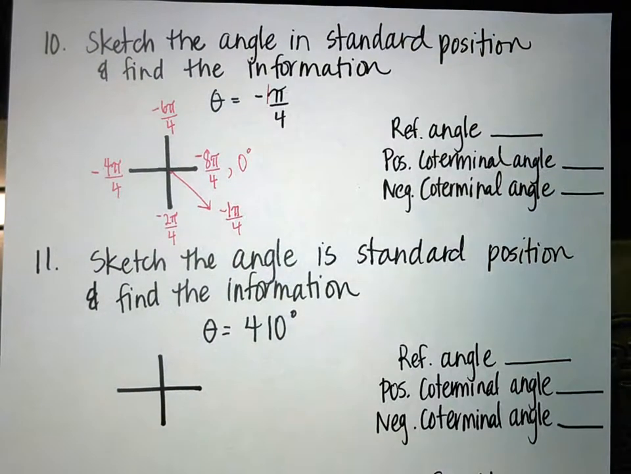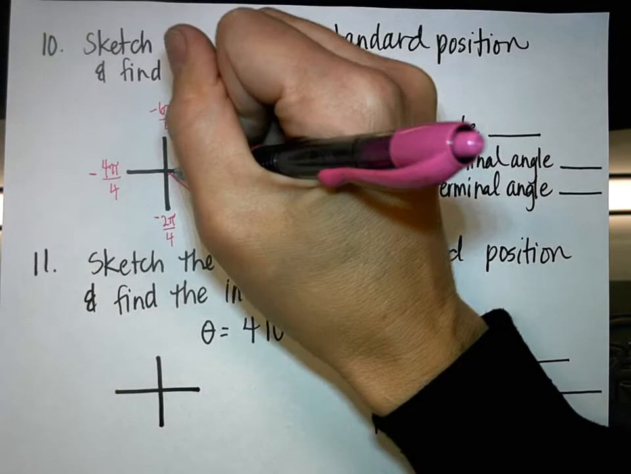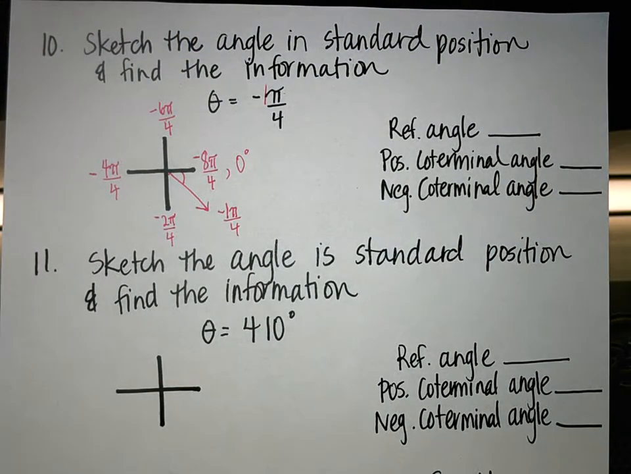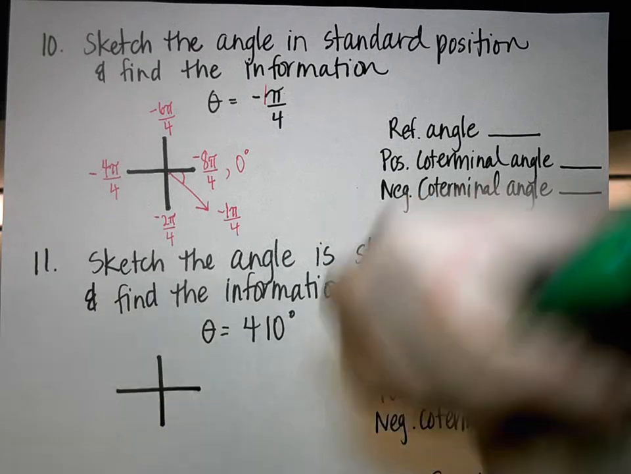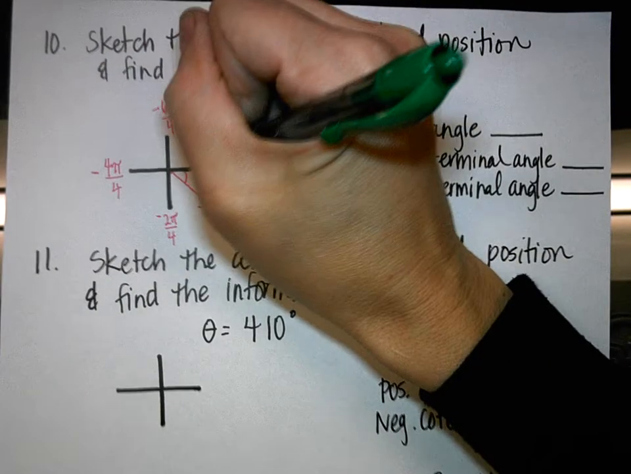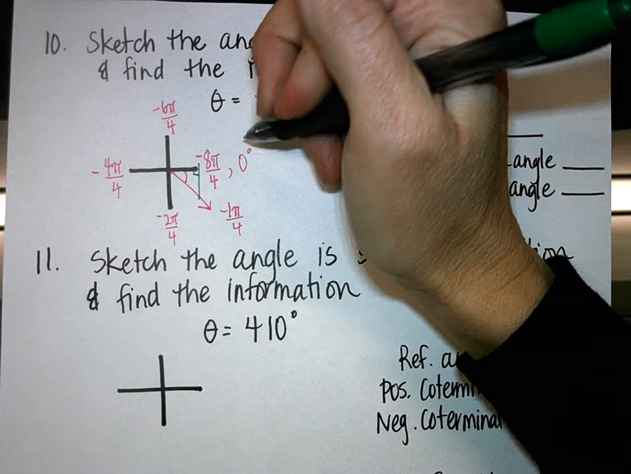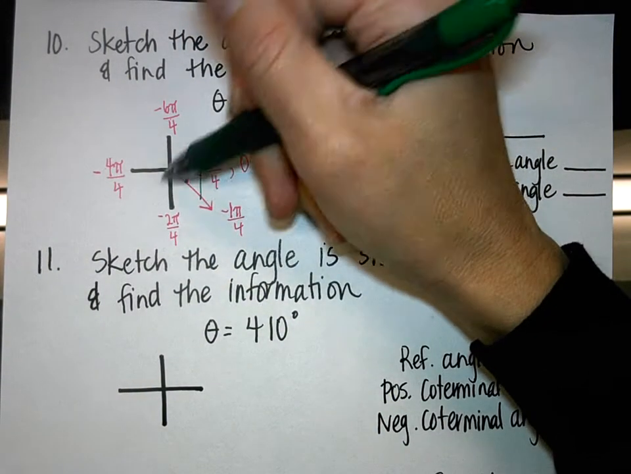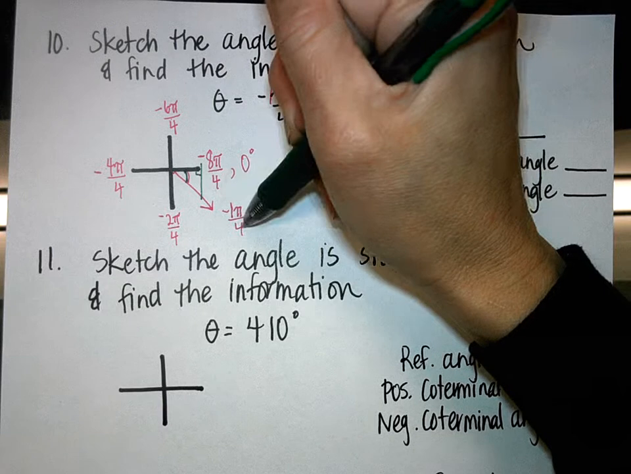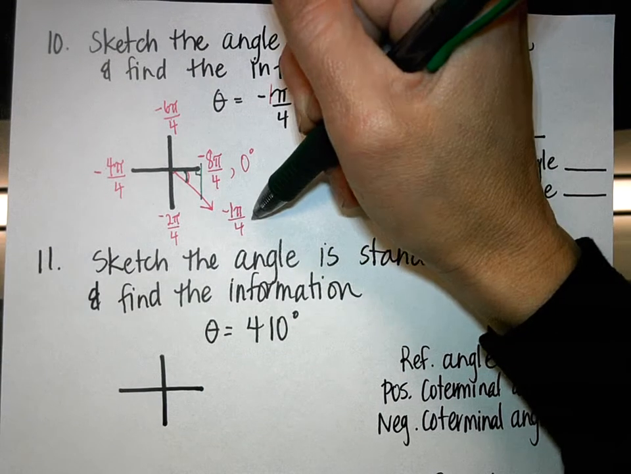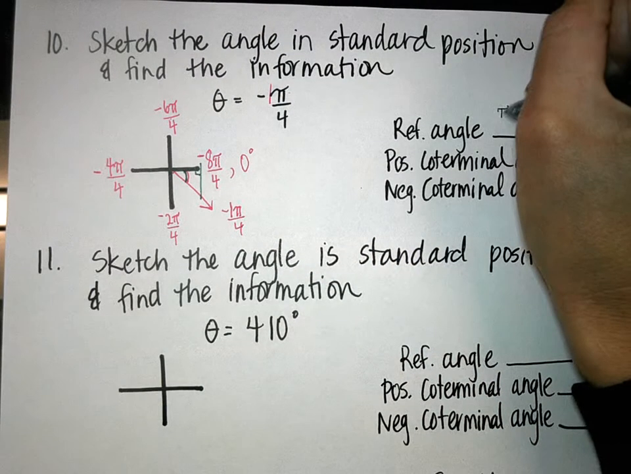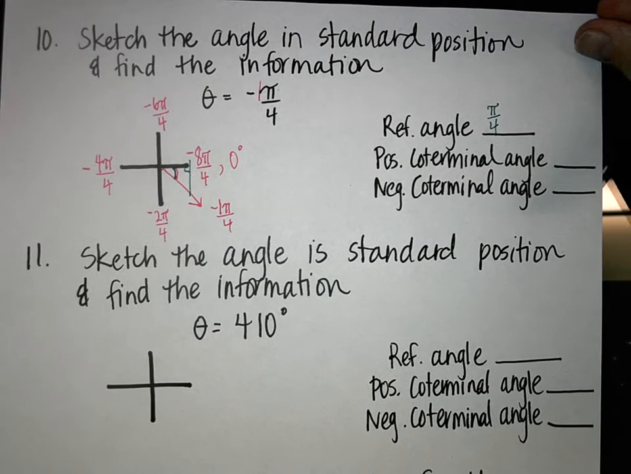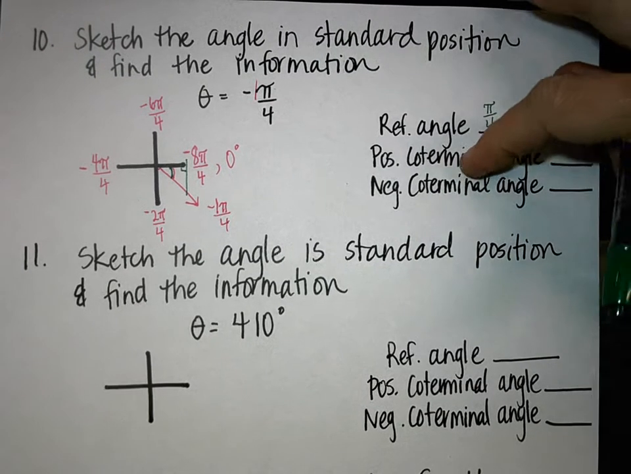And so from here, this was our angle, so we sketched the angle. In order to find the reference angle, we go up to the x-axis, and we know it's always positive. The reference angle ends up being the same thing as the angle we drew, and the distance from here up to 0 is still just pi over 4. So our reference angle is pi over 4, and remember that our reference angles are always positive. Now they want a positive coterminal angle.